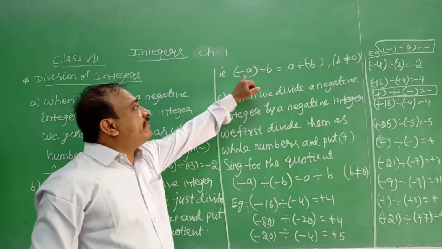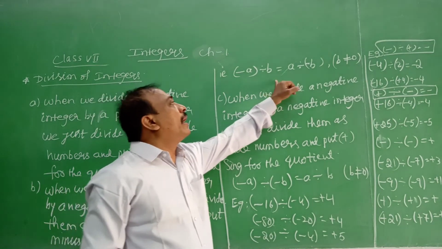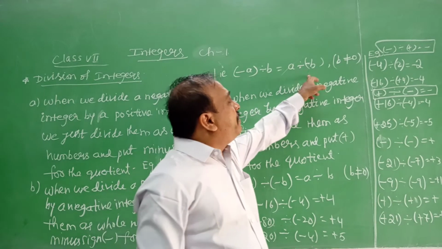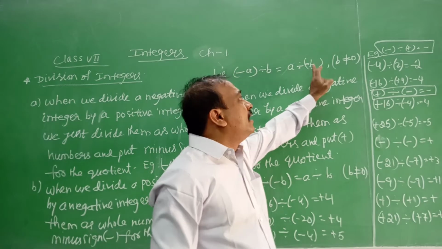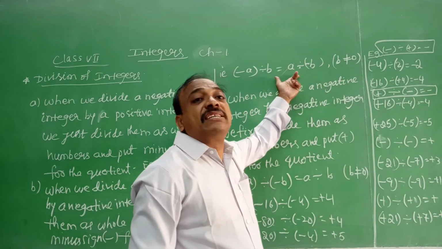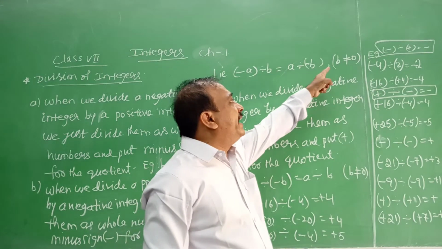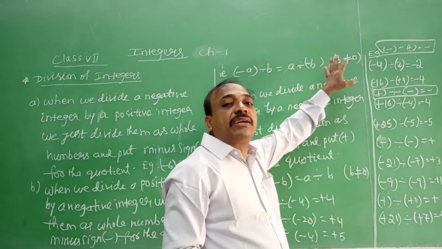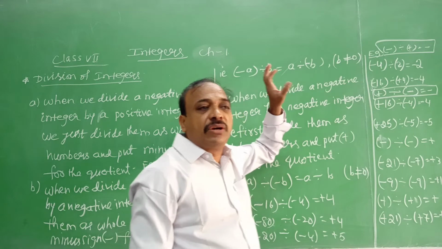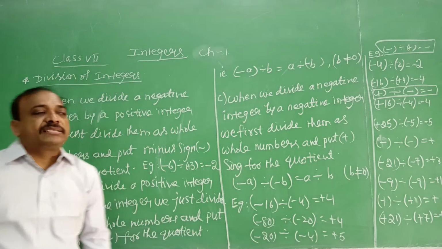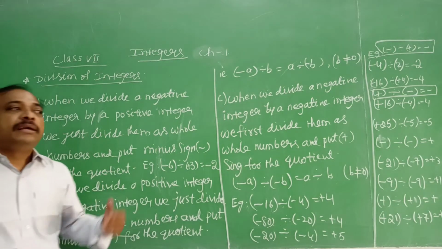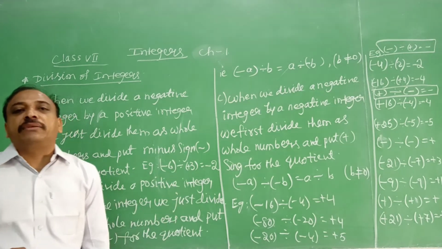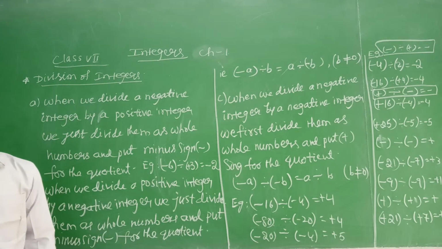Similarly, minus a divided by a positive number, or a positive number divided by minus b, the result is always a negative quotient. That's why b is not equal to 0 in both the cases. This is how we divide. We put the sign for the quotient when we divide integers. I hope you understood.